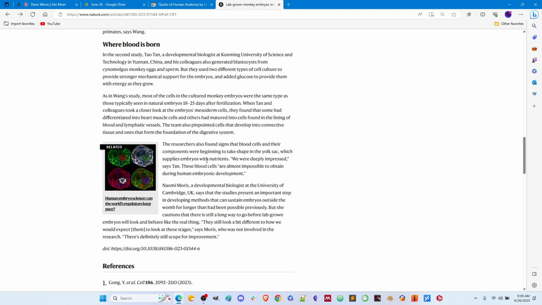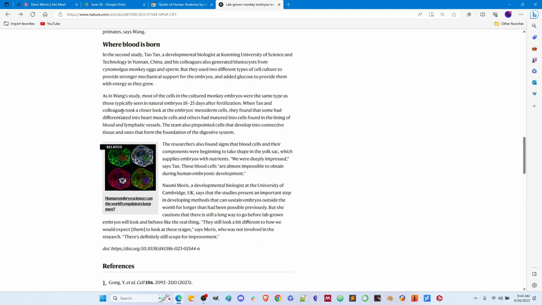So they also were able to do some interesting things with the origins of blood. Actually, to add stronger mechanical support for the embryos. So one of the problems, of course, is the mechanical integrity of the embryo. They use two different types of cell culture. So they used that cell culture and they added glucose to provide them with energy as they grew. So they were able to do certain things in the cell culture to provide stronger mechanical support as the embryos grew.